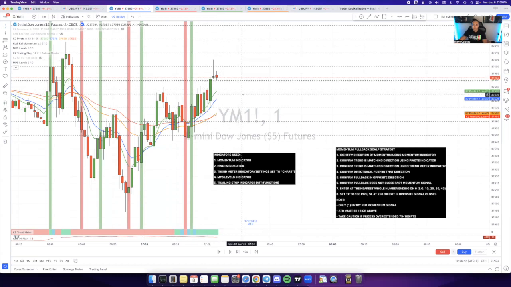So going back through the steps, momentum is bullish. Step 2, bullish pivots. Step 3, bullish trend meter.